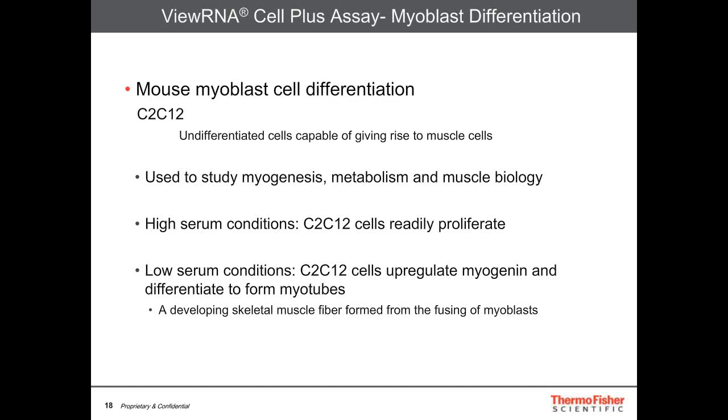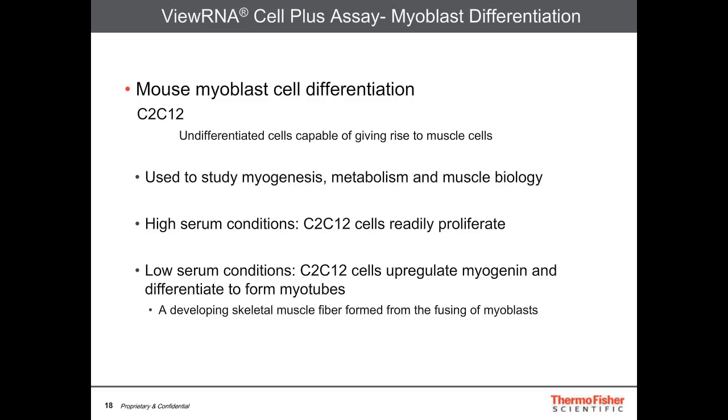We wanted to look at some different models that researchers typically use for their studies. One of the ones that we picked was a myoblast differentiation model, using a mouse C2C12 cell. Undifferentiated, these cells, if they're put into differentiation conditions, will give rise to muscle cells. So they're often used to study myogenesis or metabolism or muscle biology. And they're kept under high serum conditions, which lets them proliferate in culture.